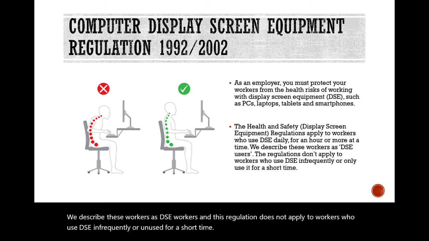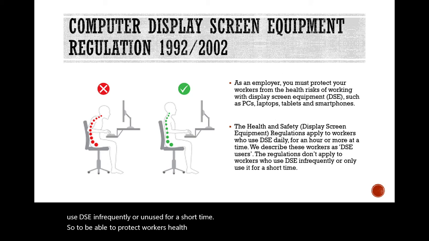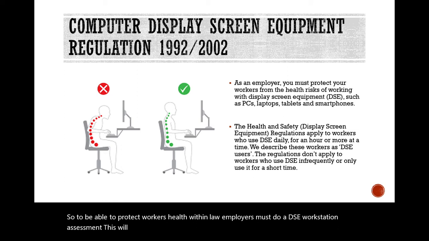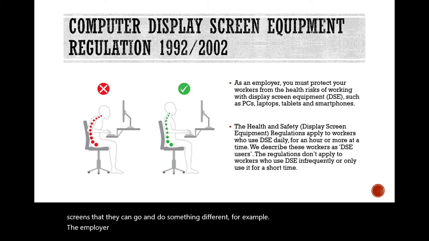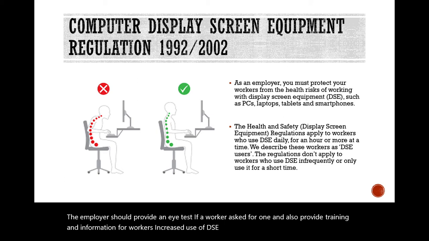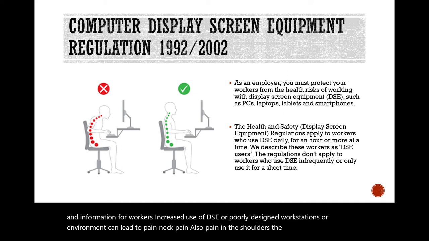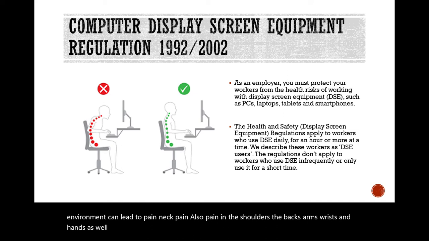So to be able to protect workers' health within the law, employers must do a DSE workstation assessment. This will reduce risks, including making sure workers take regular breaks from their screens, so that they can go and do something different, for example. The employer should provide an eye test if a worker asks for one, and also provide training and information for workers. Incorrect use of DSE or poorly designed workstations or environments can lead to neck pain, also pain in the shoulders, back, arms, wrists and hands, as well as overall fatigue and eye strain.